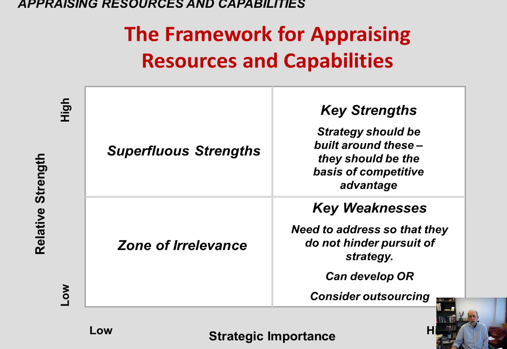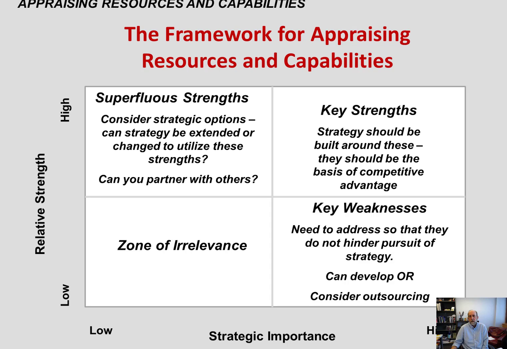Then we've got the upper left box, the superfluous strengths. I think that's kind of an interesting label. These are areas that you're really good in, but don't currently support your strategy. So, what do you want to do with these? Well, a couple of things. One, you can consider various alterations to your strategy. Can your current strategy be extended or changed to utilize these strengths?